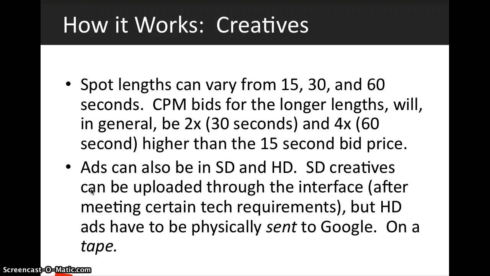Spot lengths can vary from 15, 30, and 60 seconds. CPM bids for the longer lengths will, in general, be twice or 4 times higher than the 15-second bid price. Ads can also be in standard definition and high definition. SD creatives can be uploaded through the interface after meeting certain technical requirements, but HD ads have to be physically sent to Google on a tape. I know, right?